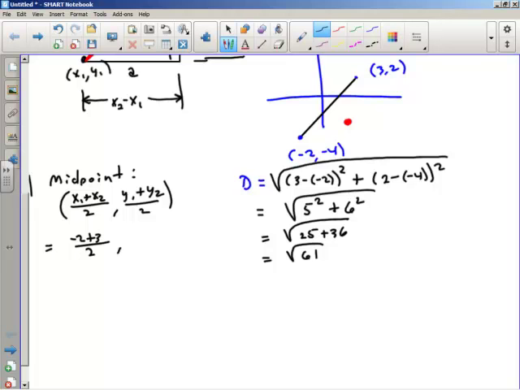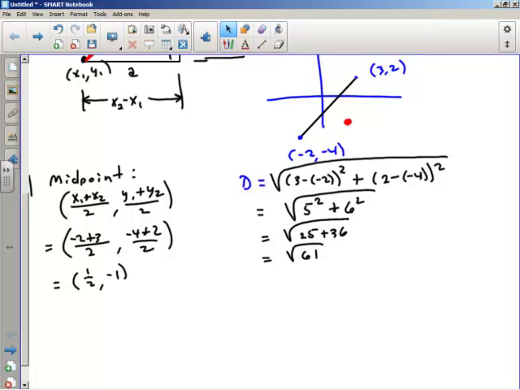And then the average y value is going to be minus 4 plus 2 divided by 2. And so that looks like 1 divided by 2. Minus 4 plus 2 is minus 2. Minus 2 divided by 2 is minus 1. So it looks like we're at 1/2, minus 1. That's right about there.